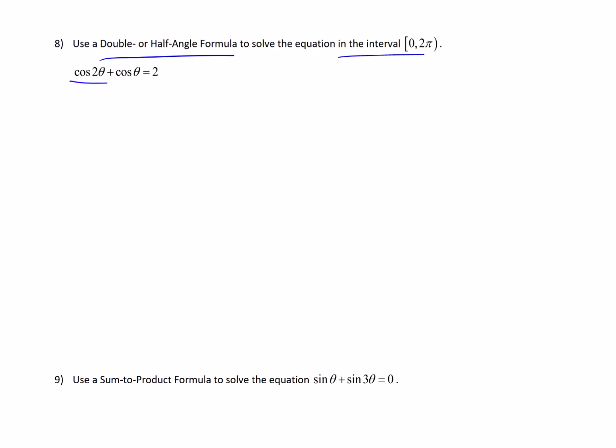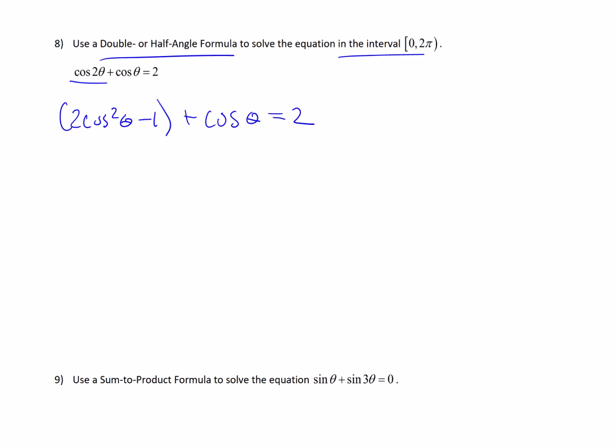So cosine 2 theta, turns out, is the same thing as 2 cosine squared theta minus 1. So we're just replacing the cosine 2 theta as our first term with 2 cosine squared minus 1. That's just from an identity. And then we'll carry on. We have then plus cosine theta, our second term, and then that's equal to 2.